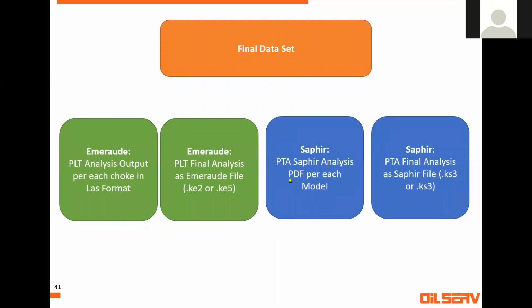For Saphir, usually you can export some kind of class output, but nobody does that. Usually they do it as PDF to have the plots, which are the log-log plot, semi-log plot, and linear plot. And you also keep your final Kappa Saphir file, which is .KS3 for the old version, and .KS5 for the newer version.